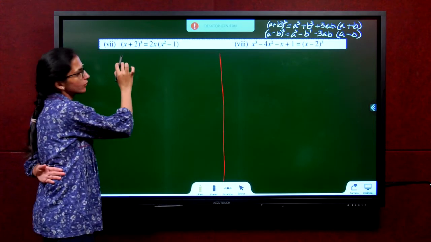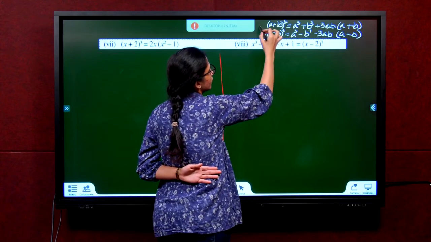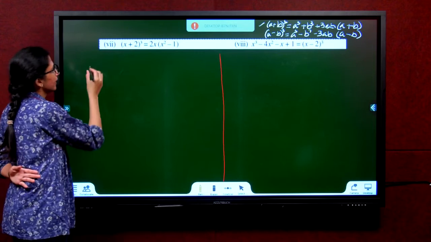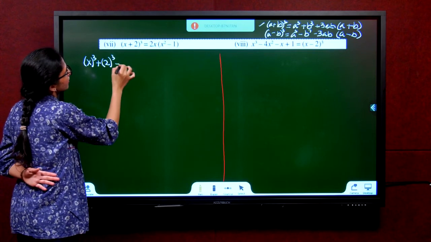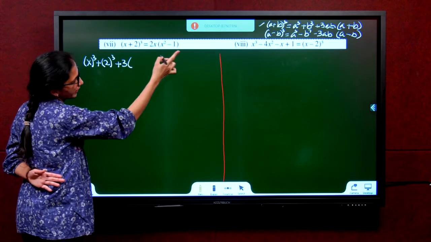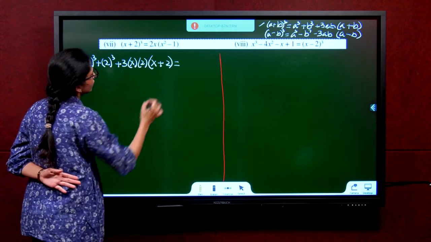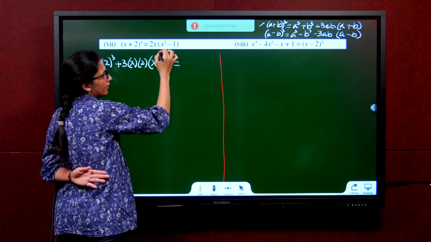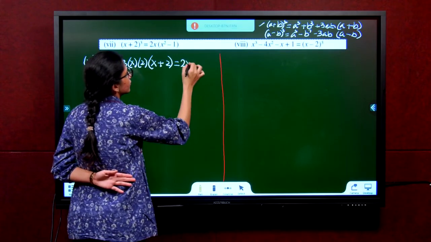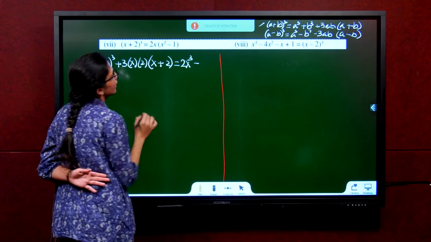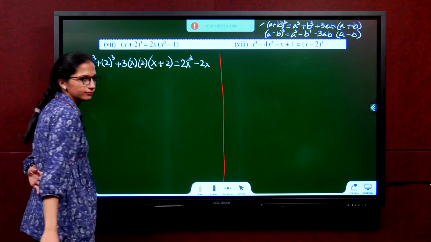So coming to this question, you have (x + 2) the whole cube. Is it of this form or this form? So the first form. So we will follow that identity. So it becomes x cube plus 2 cube plus 3 into a into b, so x into 2 into (x + 2), is equal to 2x into x square, x cube. Minus, why minus? Plus 2 into minus 1, minus 2, there's a letter x, put the letter.